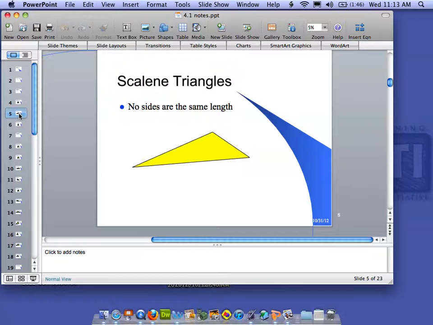A scalene triangle has no sides the same length, and I want you to get in the habit of not just using your eye, but noticing markings. So there's no markings on here to indicate that any sides are the same length. There's also no measurements indicated using numbers.